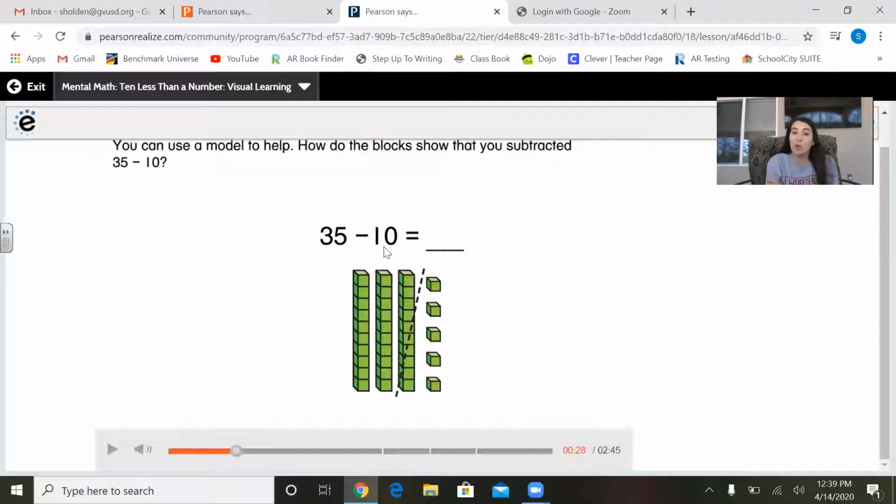So now we are going to take away 10 cubes or 1 group of 10 because our 1 is in the tens place. So we're just going to cross that 1 block out and see what it gets us.